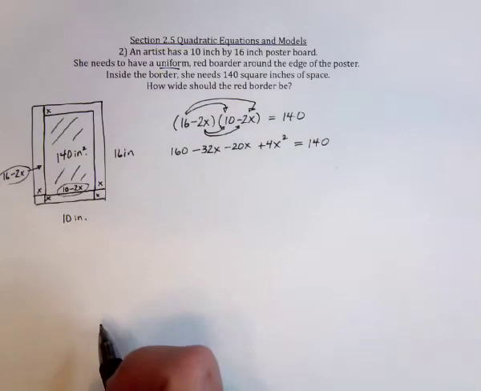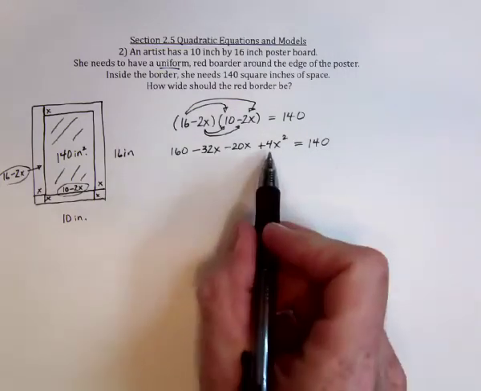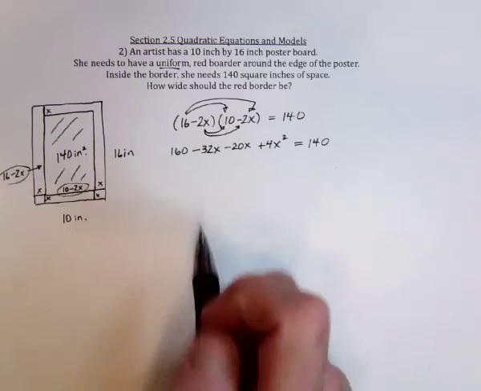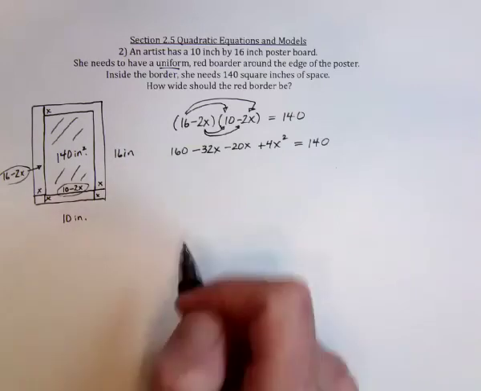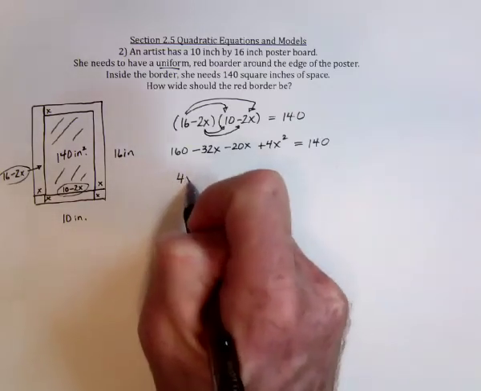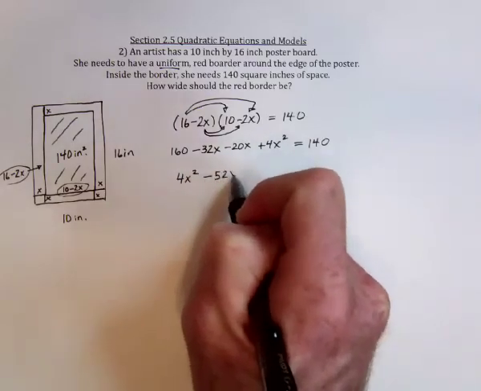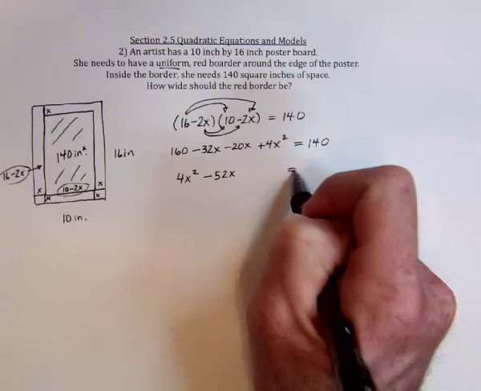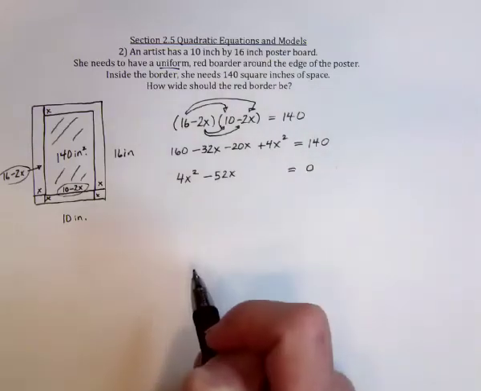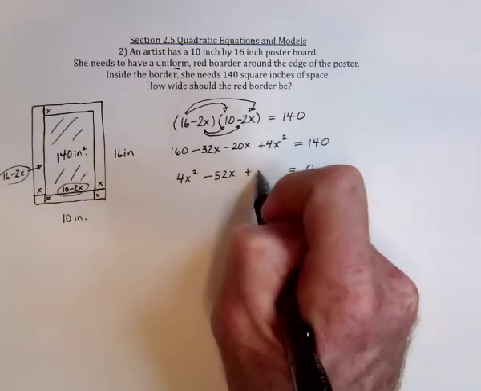And this one is quadratic in form. It's got an x squared, x terms, and constant terms. So I'll put them in order and combine like terms. 4x squared minus 52x. And if I subtract 140 from both sides so that I can have it set equal to 0, there's a result of 20.